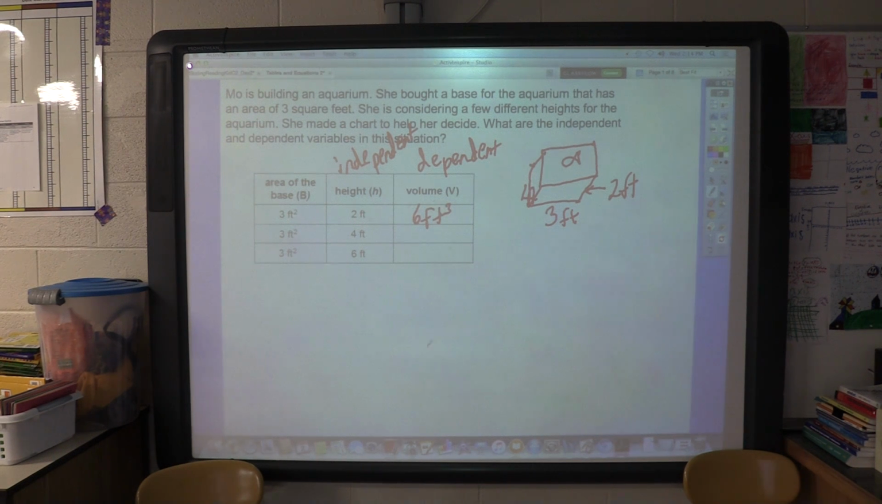So let's go ahead and keep going. Here we have this formula. Usually when we have volume, we think volume equals length times width times height. But here they've given us the base, and the base is simply the area, the length times the width. So we're looking at a formula like volume equals base, where capital B is the variable for the area of the base, times the height. Now here we've got 4 feet as the height, so 3 times 4 gives us 12 feet cubed. And then 3 times 6 gives us 18 feet cubed.